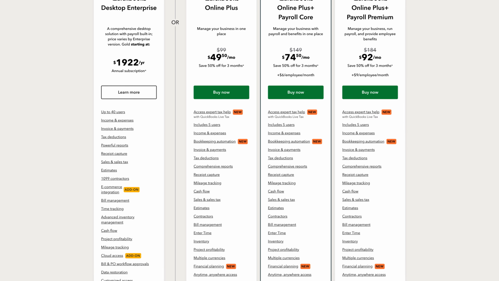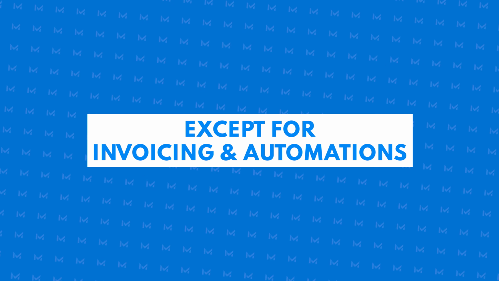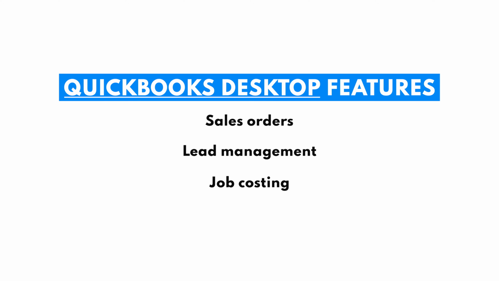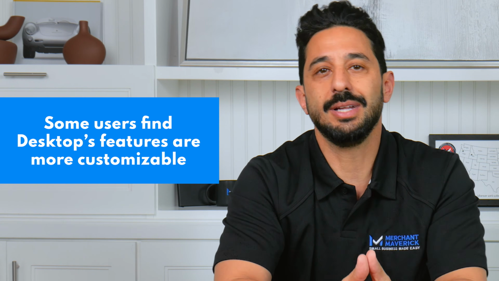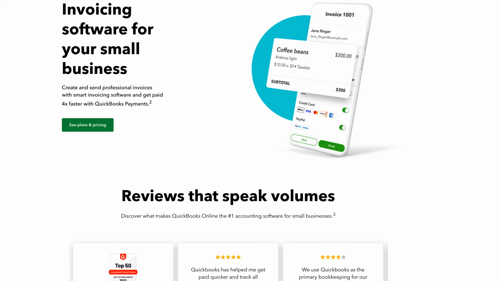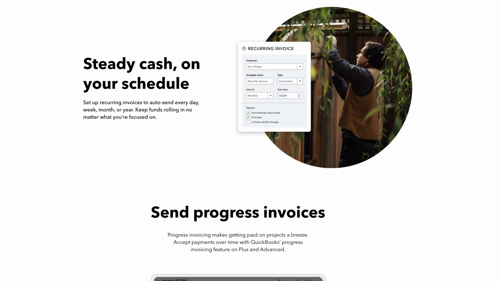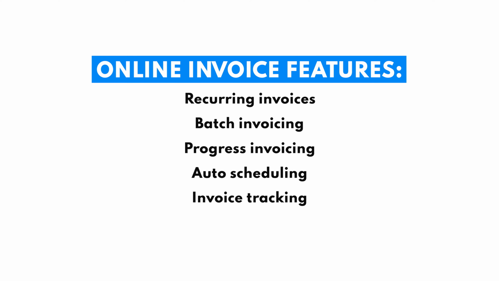When it comes to depth of features, QuickBooks Desktop beats out QuickBooks Online in many cases, except for invoicing and automations. QuickBooks Desktop has sales orders, lead management, job costing, and 50 more reports than QuickBooks Online. Some users find that QuickBooks Desktop's accounting features are also more customizable, but QuickBooks Online has a more modern invoicing platform with time-saving invoicing automations like recurring invoices, batch invoicing, progress invoicing, auto scheduling, invoice tracking, and even multilingual invoicing. So if those features are important to you, then QBO is the way to go.